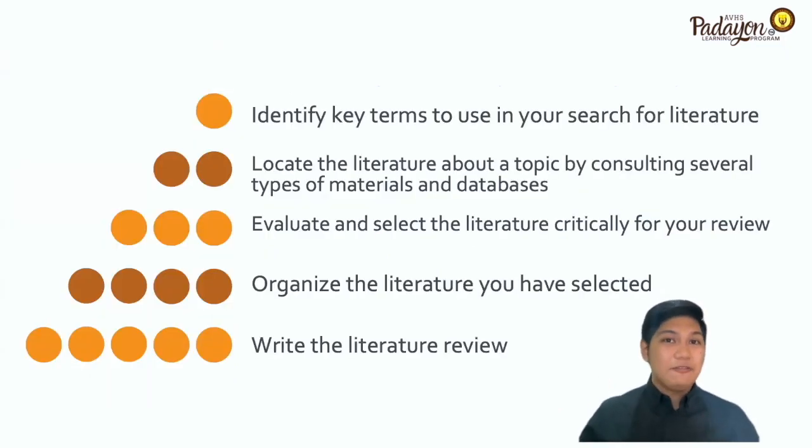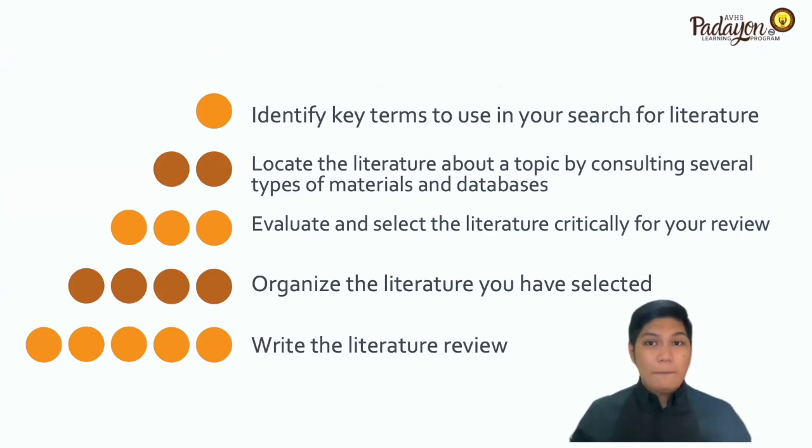First, you have to identify key terms to use in your research or search for literature. Second, locate the literature about a topic by consulting several types of materials and databases. Third, evaluate and select the literature critically for your review. Fourth, organize the literature you have selected. And fifth, write the literature review.